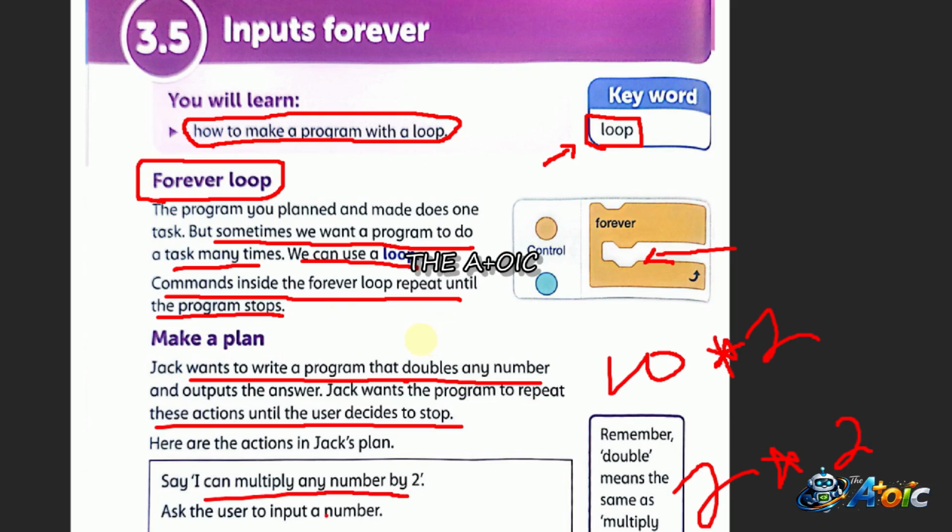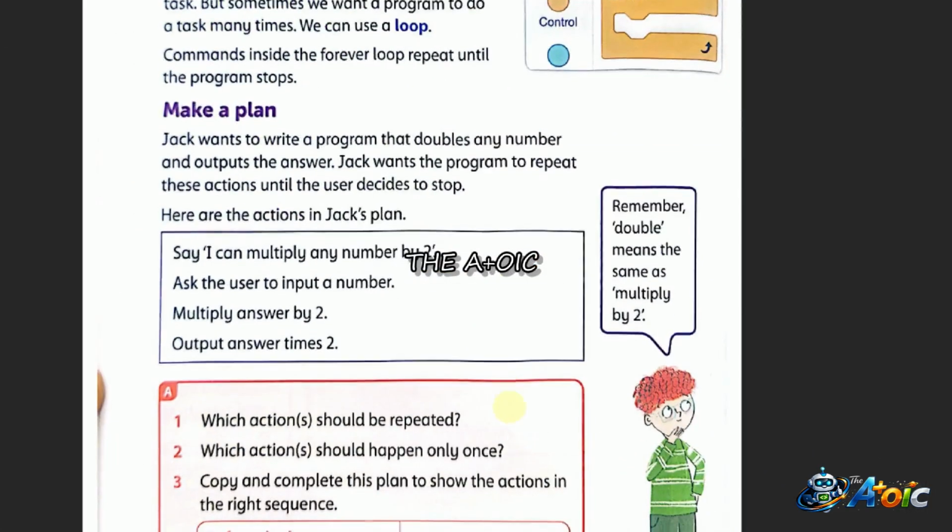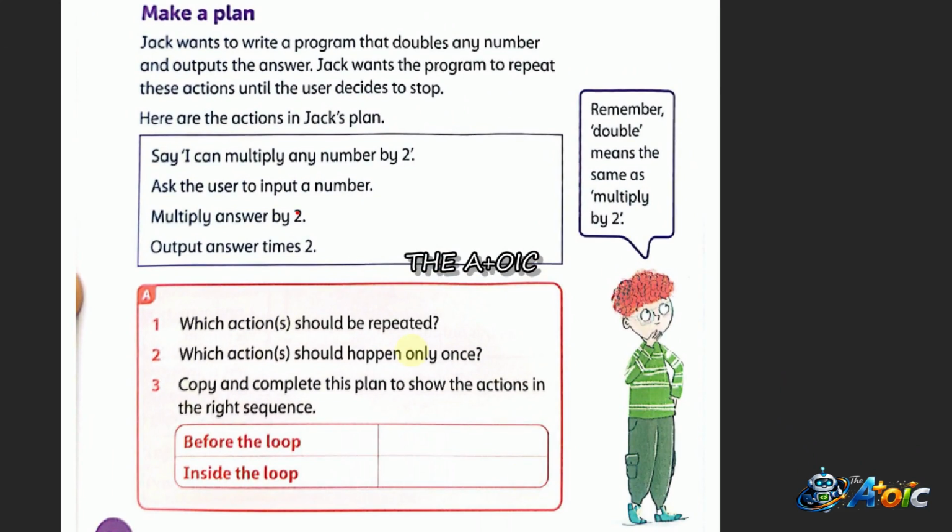Say I can multiply any number by 2. Ask the user to input, meaning we'll be using the ask what is your name block, that is the sensing, and then multiply the answer by 2, meaning we'll be using the operator multiply block, and then we'll output, we'll say hello, but we'll change the text in it. So which action should be repeated? That is a question for you. Which action should happen only once? That is a question for you. Copy and complete this plan to show the actions in the right sequence.